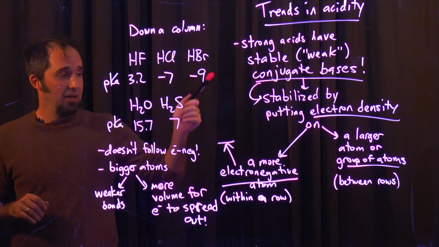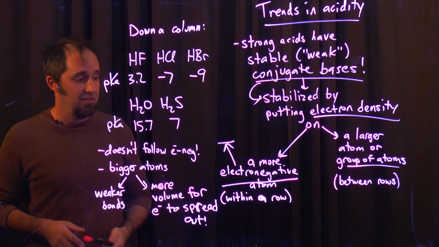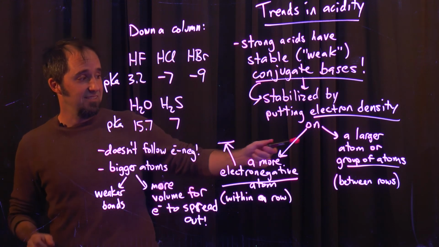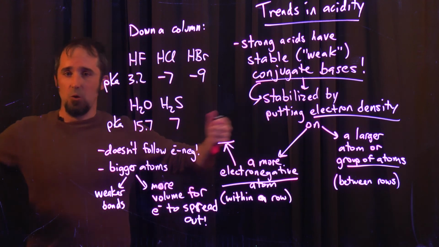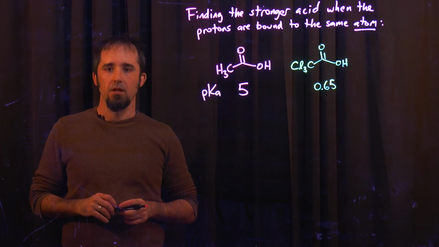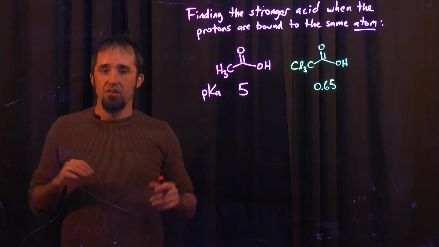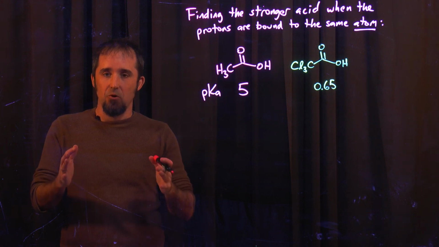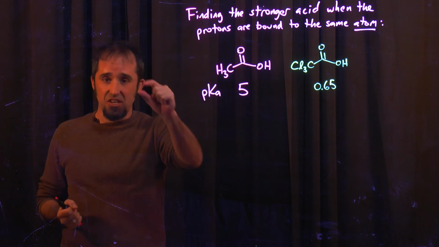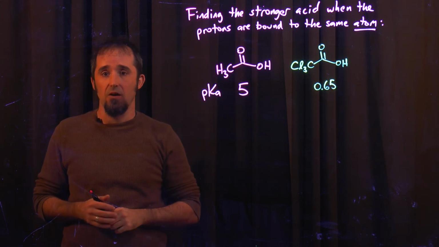Okay? So again, it's all about stabilizing electron density. We can stabilize electron density by putting it on an electronegative atom. But we can also stabilize electron density by just letting it spread out, so we can minimize that electron-electron repulsion between. Okay, so up till now, we've looked at differences in acidity where the two things we're comparing have the acidic proton on different atoms, right? We're like HC versus HN versus HO versus HF, or HF versus HCl versus HBr.